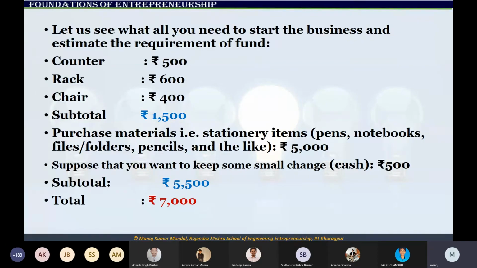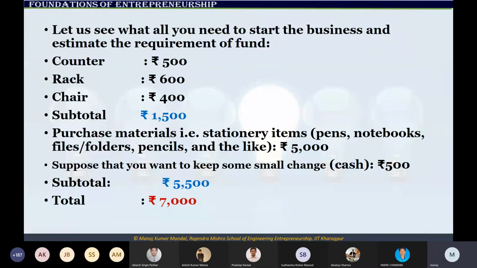Whatever goods, whatever inventory you maintain, whatever other assets are there in connection with the operation of the business, not the chair, not the table, not the counter, but things that you're going to sell, these are part of your working capital. These are referred to as current asset, working capital or current asset. So your total current asset is, first of all, 500 rupees, 600 rupees, 400, that makes 1500. Plus you need 5,000 rupees working capital, 5,500.